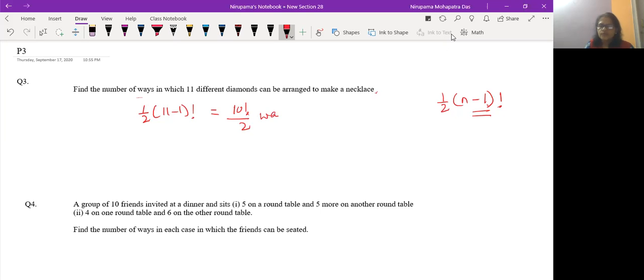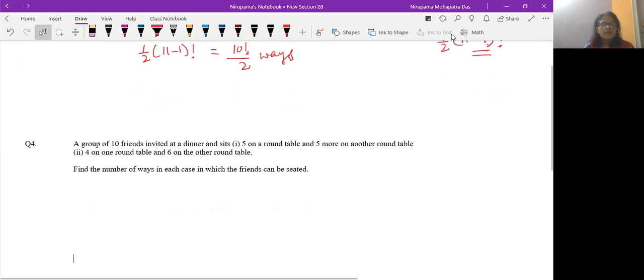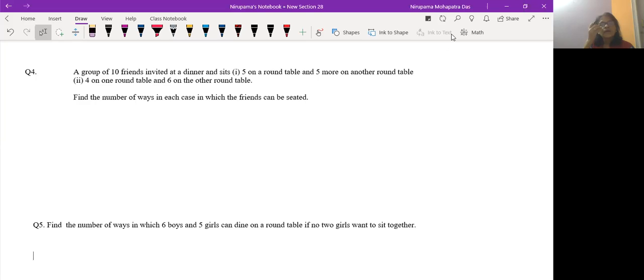Okay. Now next question is, a group of 10 friends is invited at a dinner and seats 5 on a round table and 5 more on another round table. Second part is 4 on one round table and 6 on the other. Find the number of ways in each case in which the friends can be seated.